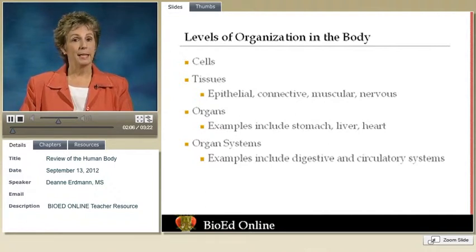Then if we take a number of different organs and join them together with a similar function, that forms an organ system. And you have the muscle, the nervous, the digestive system. In the case of the digestive system, we have the mouth, the pharynx, the esophagus, stomach, small intestine, and large intestine. They all function together for the process of digestion.